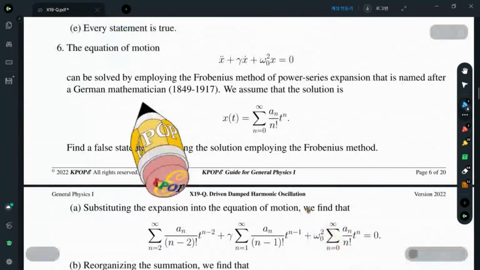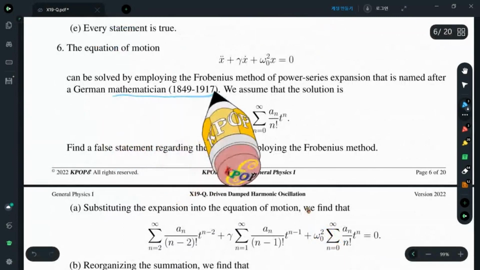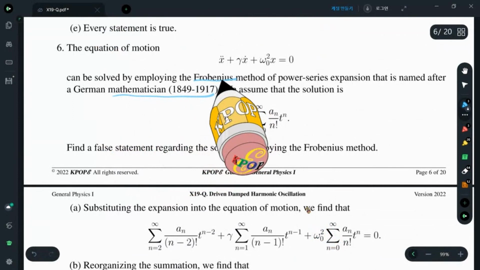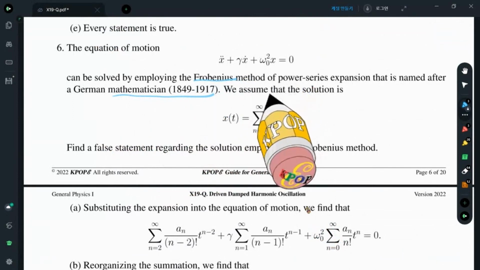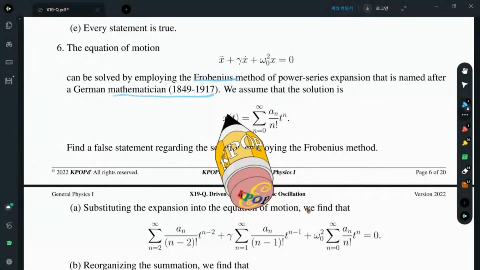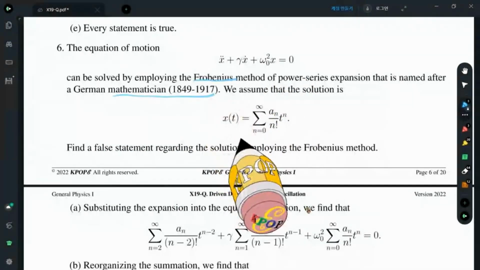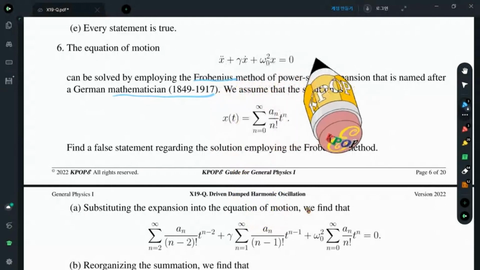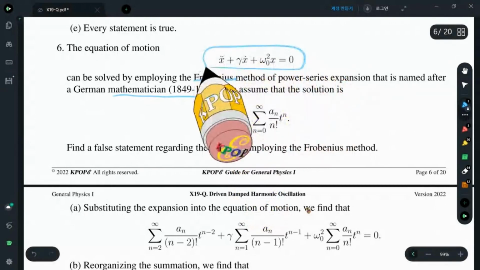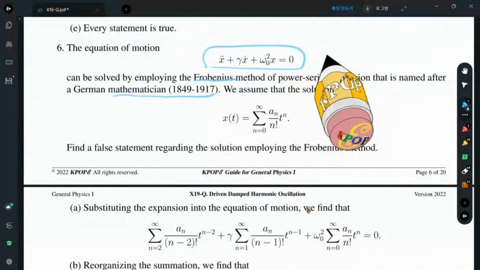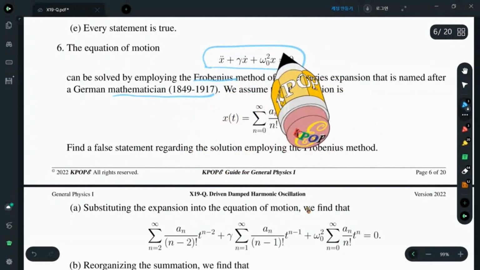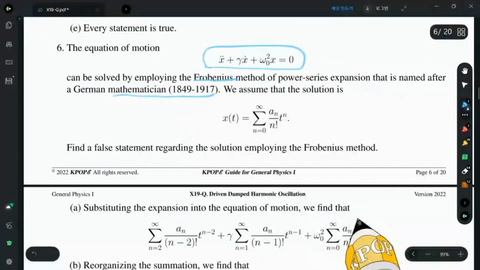A very young mathematician called Frobenius introduced a very simple way to solve this kind of equation. I told you the solution for the homogeneous equation. We already know the solution, but we can try another way to reproduce it.